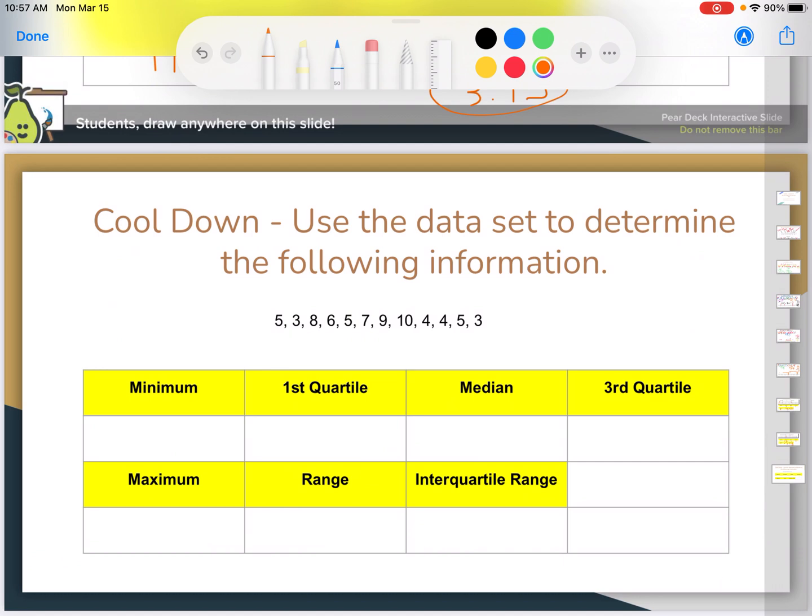So for the cool down, I need you to figure out the data points that I'm giving you. So you're going to actually work it out, and you're going to take a picture of yourself working it out. Remember, the first step is to always put the numbers in order from least to greatest. You have to start there.